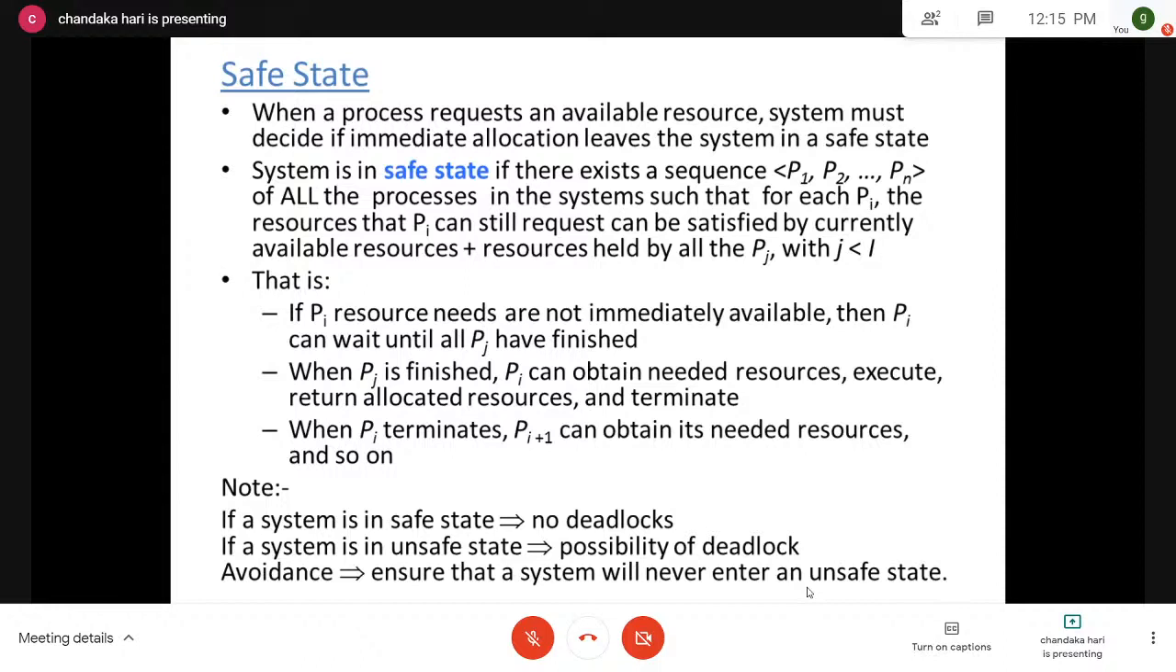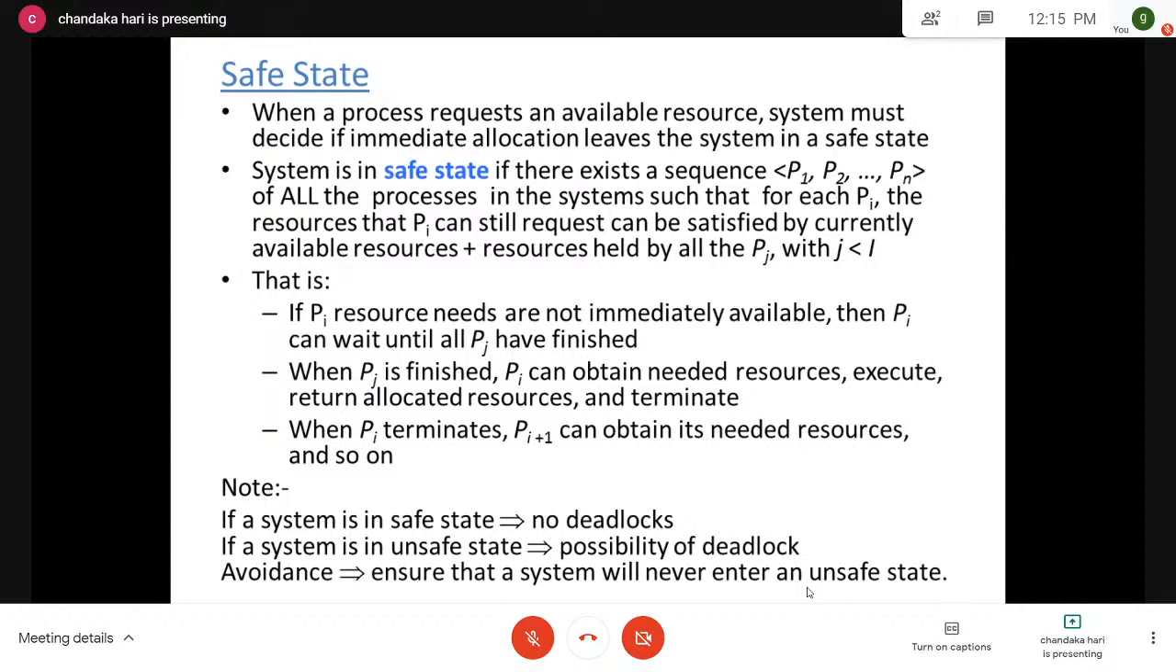After immediately allocating it, in case the system is in an unsafe state, that implies the currently available resources are not satisfying any one of the waiting processes, then the system is going to enter into a deadlock state. Then immediately the request cannot be granted. That's why you need to decide, whenever a process is requesting a particular resource, whether to allocate it immediately or not. If you allocate it, the system should be in a safe state. If it is not in a safe state, please don't allocate it.